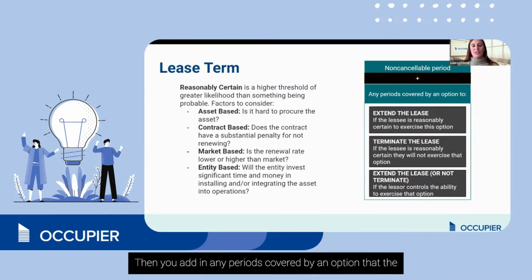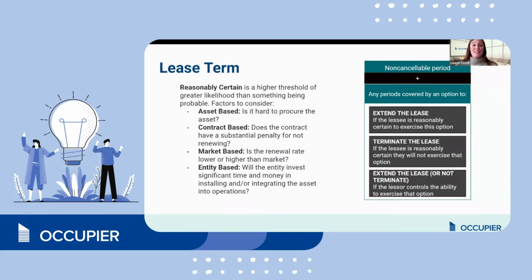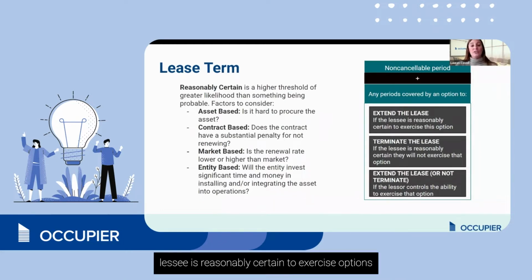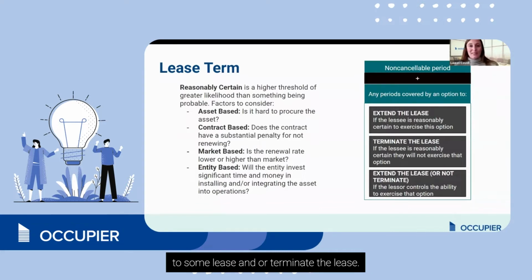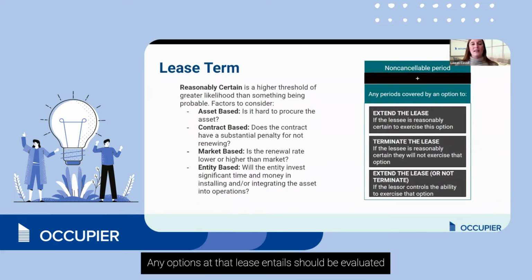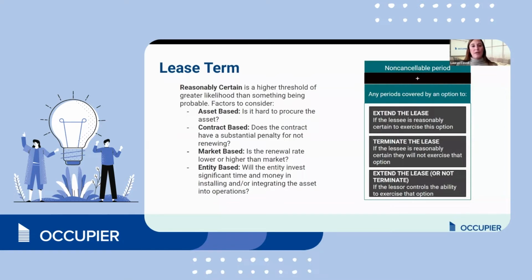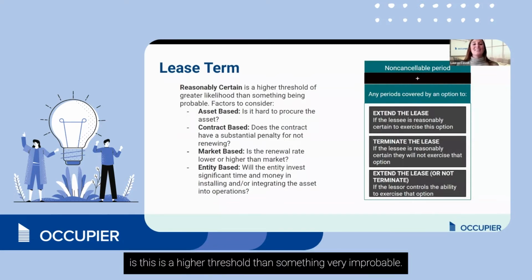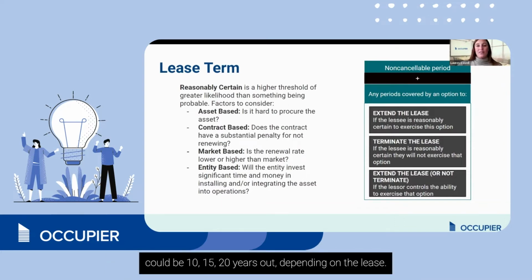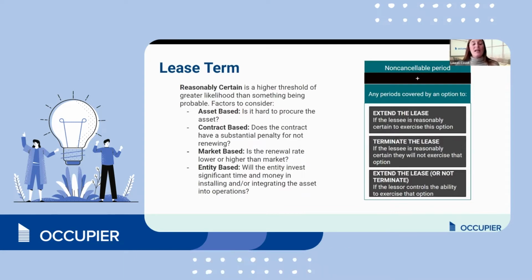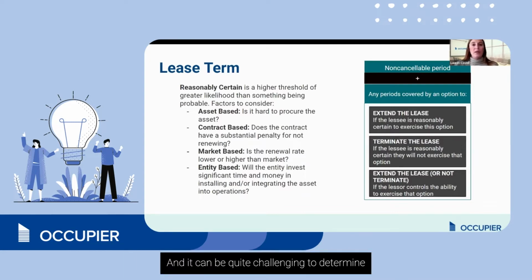Then you add in any periods covered by an option that the lessee is reasonably certain to exercise. Options to extend the lease and or terminate the lease. Any options that lease entails should be evaluated to determine if it's reasonably certain to be exercised or not. One thing about reasonably certain is this is a higher threshold than something very improbable. Of course, us accountants don't have a magic crystal ball to predict the future, and some of these options could be 10, 15, 20 years out, depending on the lease, and it could be quite challenging to determine if something is going to be exercised or not.